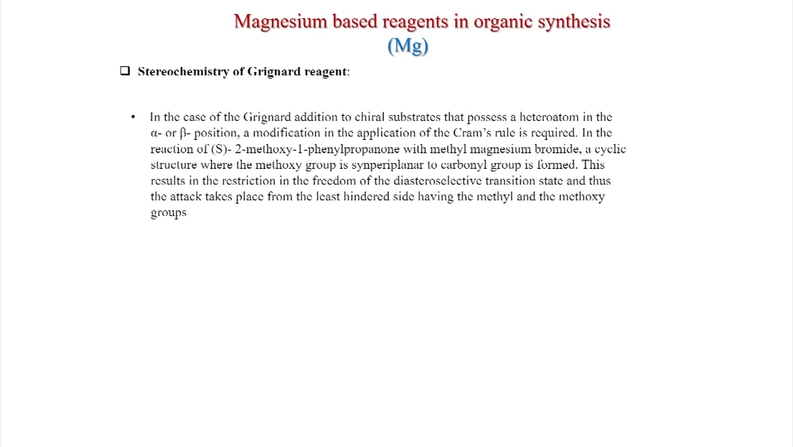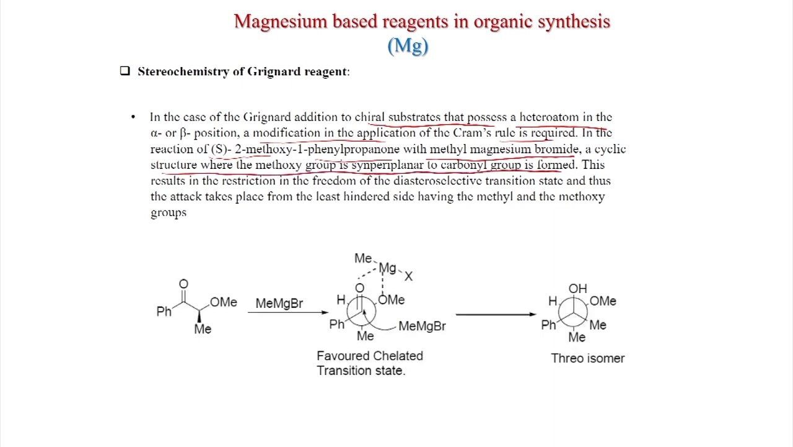In the case of a Grignard reagent adding to a chiral substrate that possesses a heteroatom in the alpha position, a modification in the application of Cram's rule is required. In the reaction of S-2-methoxy-1-phenylpropanone with methyl magnesium bromide, a cyclic structure where the methoxy group is syn periplanar to the carbonyl group is formed.